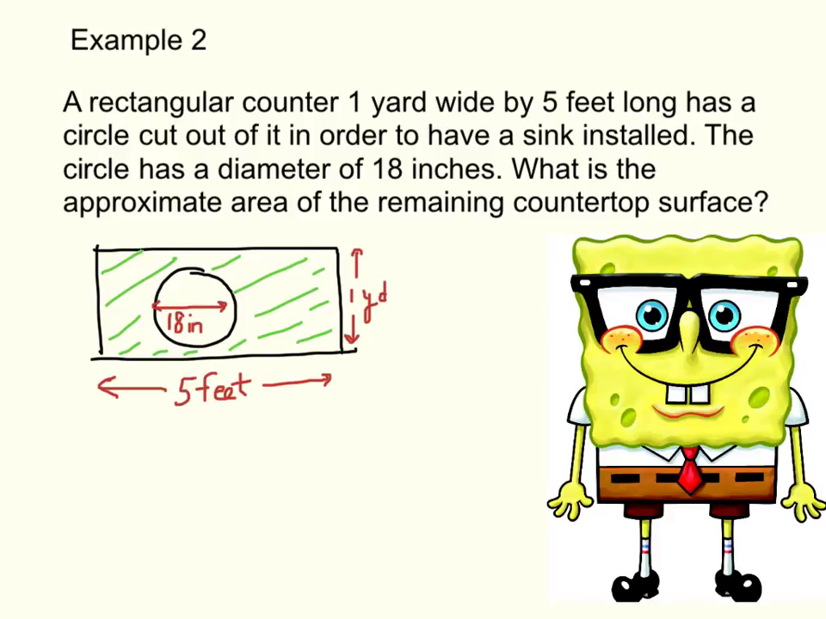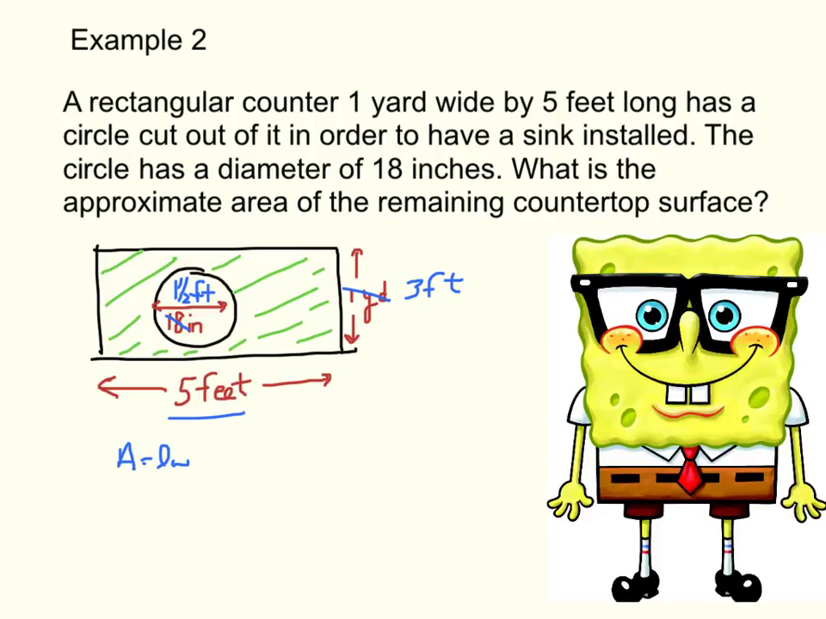Hopefully you realize that there are 3 different units of measurement. So we have to convert. Now we could change everything into inches, we could change everything to feet. It's completely up to you. I'm going to change everything into inches. I'm sorry, not inches, feet. So 5 feet we already have. Well, 1 yard, that's going to be 3 feet. Well, 18 inches is 1 foot 6 inches. So this would be 1.5 feet. So we have to take the area of the rectangle and subtract from it the area of the circle. So let's set this up.